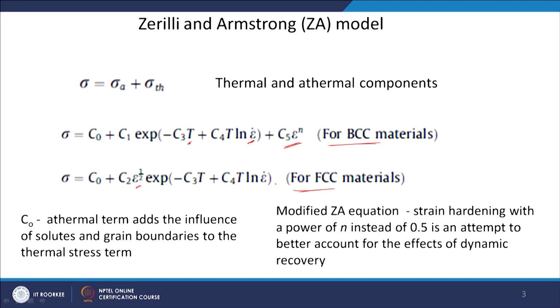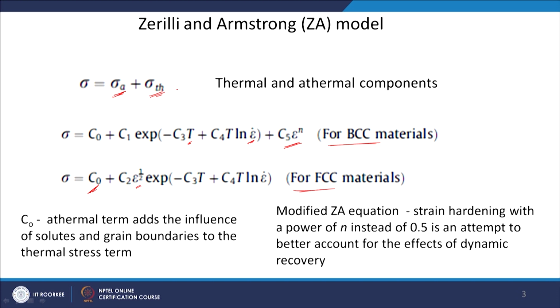So, these are the two equations developed for two different sets of materials. C naught is basically the athermal term, which adds the influence of solute and grain boundary to the thermal stress term. So, this is our athermal component which we were trying to see in the first equation. So, you have athermal and thermal components.